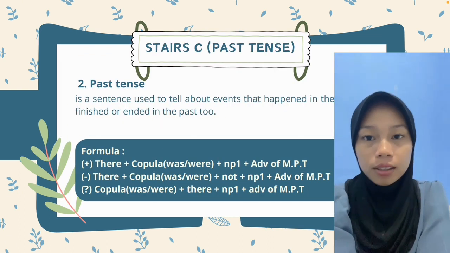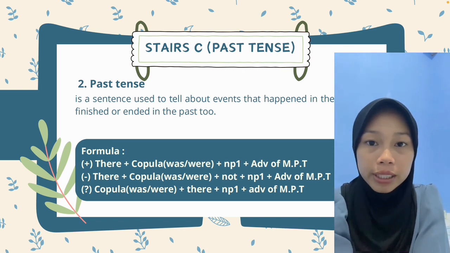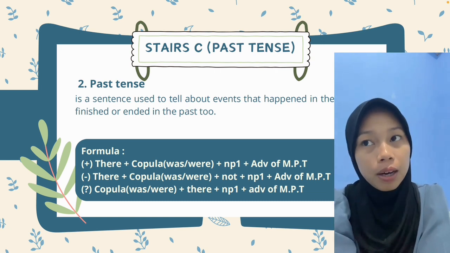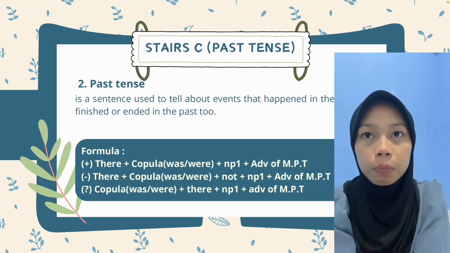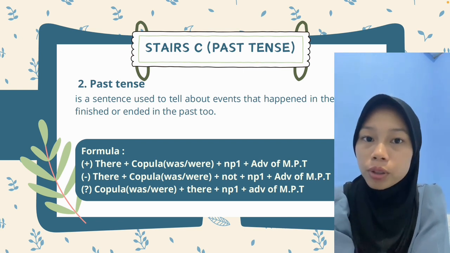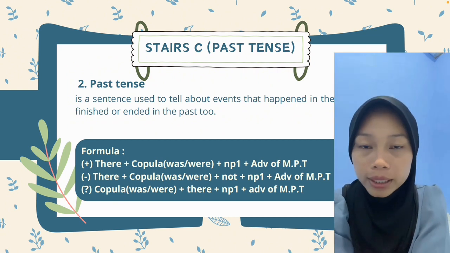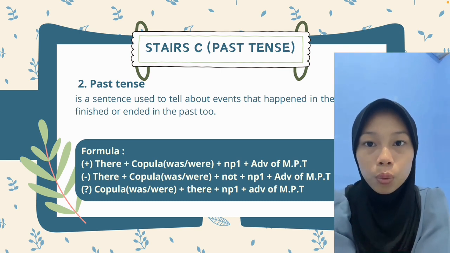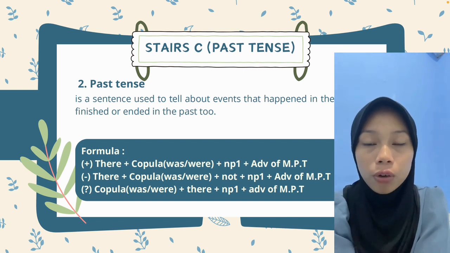So the next is about the past tense. Past tense is a sentence used to tell about an event that happened in the past and finished or ended in the past too. The formula, first, for the positive sentence: there plus copula, there is, was or were, and NP1, adverb of NPT. For the negative: there, copula was or were, plus not, plus NP1, plus adverb of NPT.